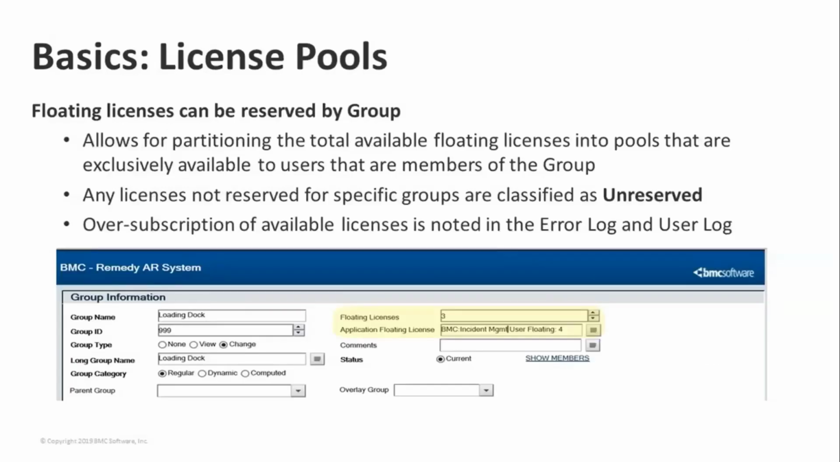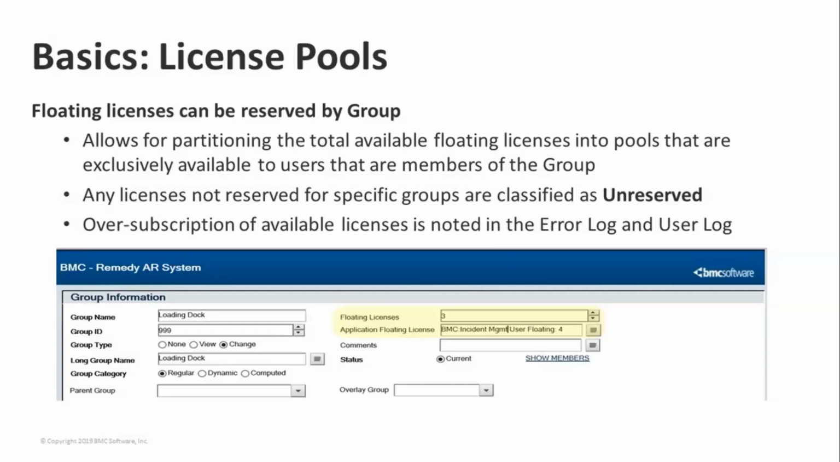Let's talk a little bit about license pools, because this is a feature for floating licenses where they can be reserved per group. On the group form, there are a couple of fields. One is for designating how many floating licenses should be reserved for the group, and then for the different application floating licenses, how many are reserved. By reserving them, you're saying these are exclusively available for users that are members of that group. And any licenses that aren't reserved for specific groups are classified as unreserved licenses, and you'll see that terminology used in the user logging, for example.